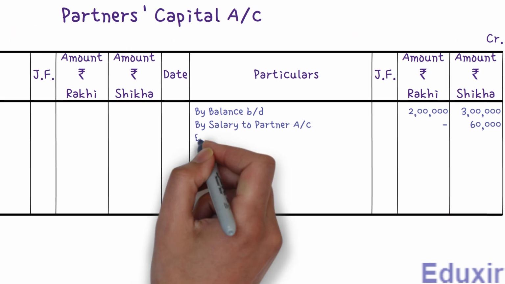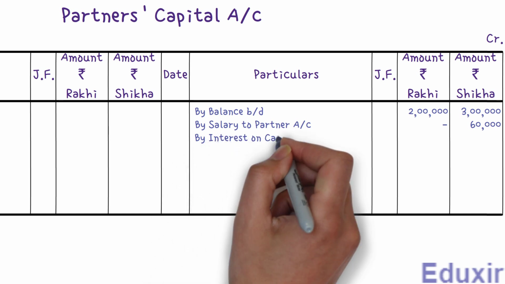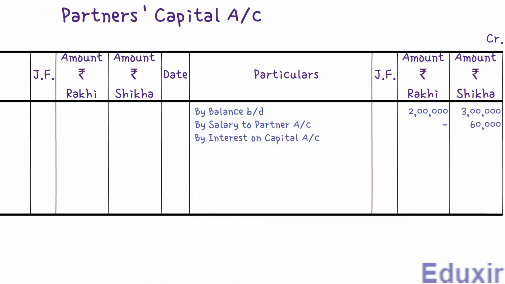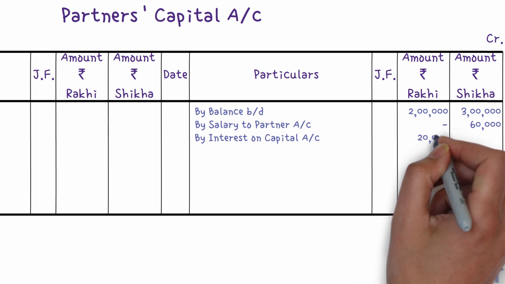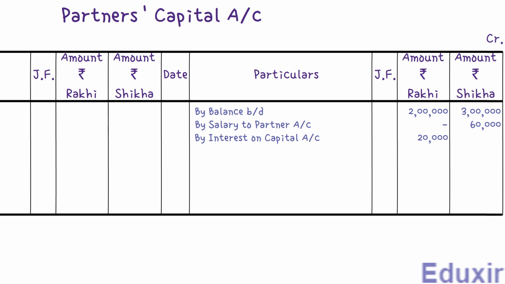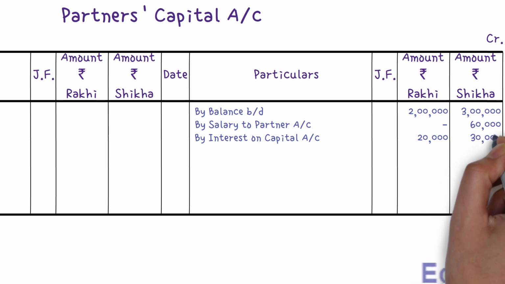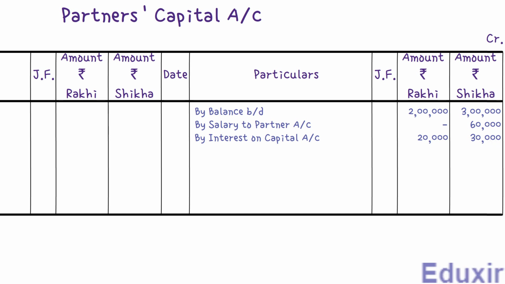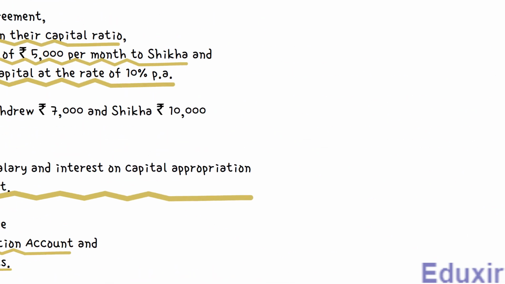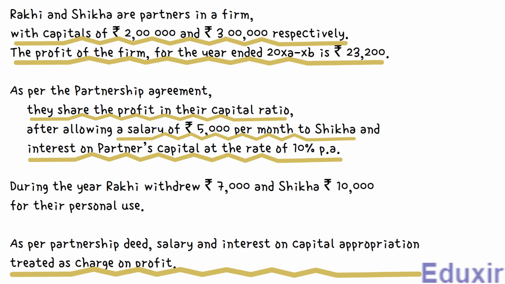Let's first write by interest on capital account in the particulars column on the credit side. Let's then write the partner Rakhi's interest on capital, which is 20,000 rupees, into her amount column. Let's then write the partner Shikha's interest on capital, which is 30,000 rupees, into her amount column. With that, we have completed the posting of the interest on capital for each of the partners individually into the partner's capital account. Let's now proceed with the next transaction in the given problem.